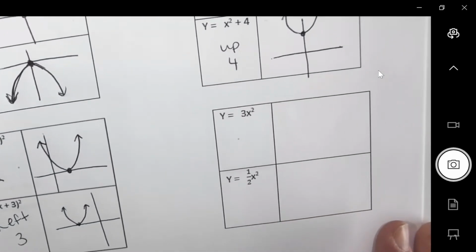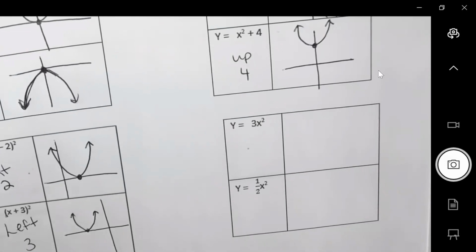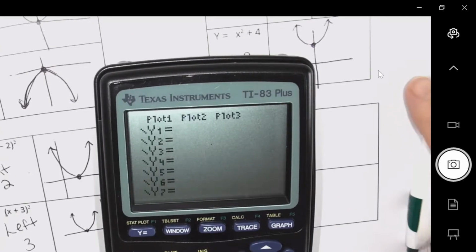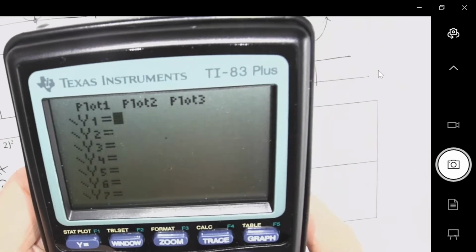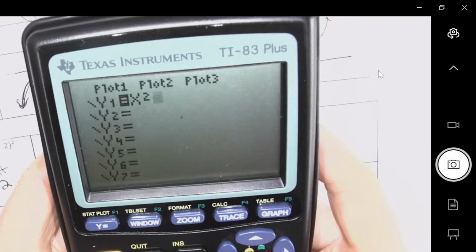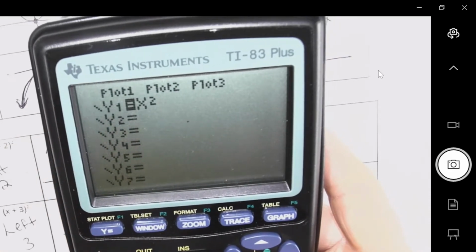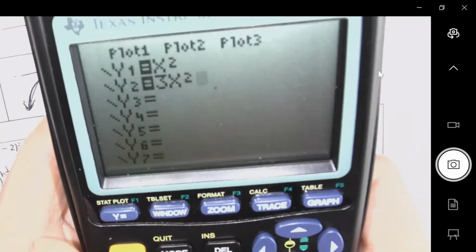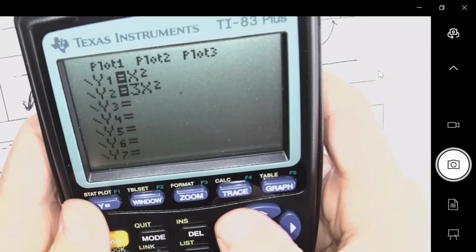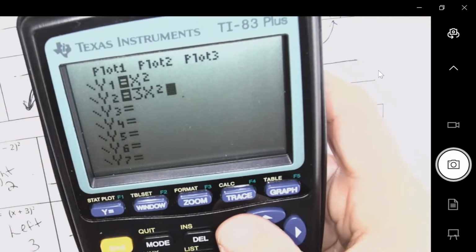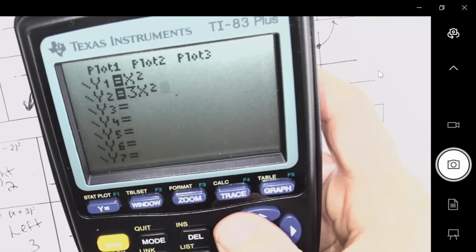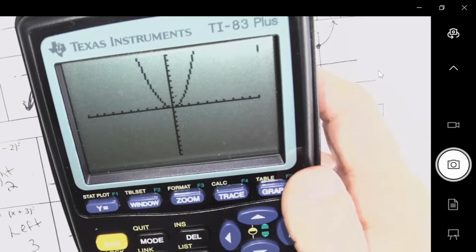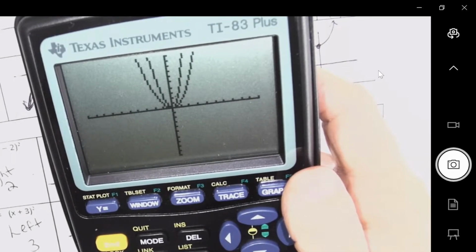Okay. Let's change it up here. Okay. Y equals clear. Okay, this time, you know what I'm going to do? I'm going to type in x squared. So that's just my normal. Now I'm going to type in 3x squared on the second. So I can have this thing graph multiple things for me. Okay, so the normal and then this one. Okay, ready? Graph. So this is the normal and that's the new one.